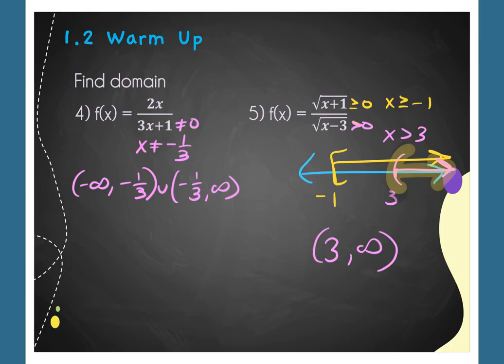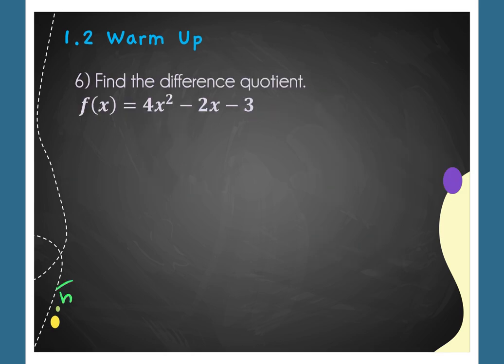Wait, so like we put 3 infinity, but not 1, right? Because from here to here will work for my numerator. But if I take a number, let's say I take 0, and I plug it in the bottom, I'm going to get the square root of a negative number. So that's a problem. So it has to be only where it overlaps. Okay. All right, the last one.